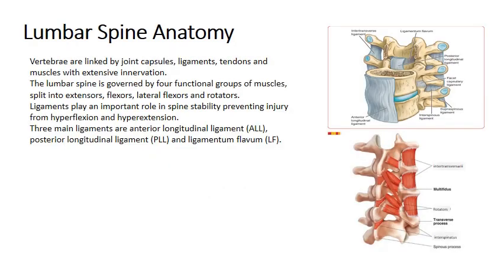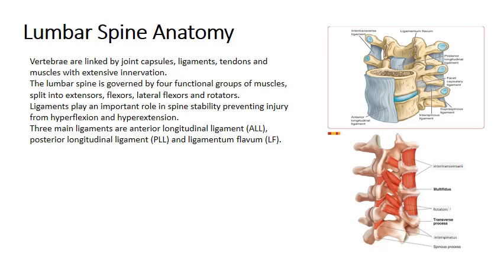Continuing with lumbar spine anatomy, the vertebrae are linked by joint capsules, ligaments, tendons and muscles, and these have extensive nerve innervations. The lumbar spine is governed by 4 functional groups of muscles, and these are split into extensors, flexors, lateral flexors and rotators. Ligaments also play an important role in spine stability and prevent injury from hyperflexion and hyperextension.